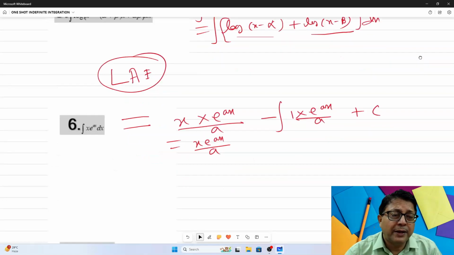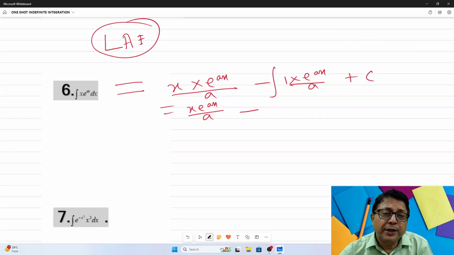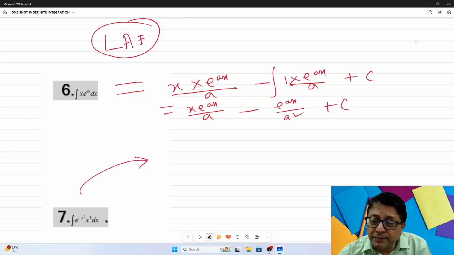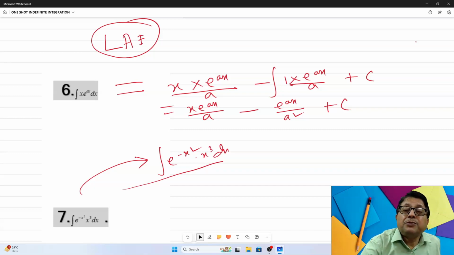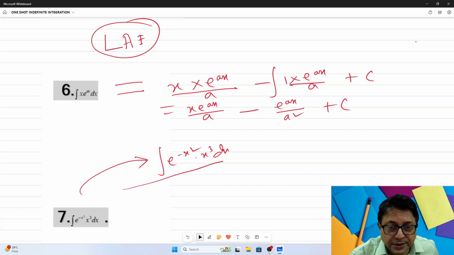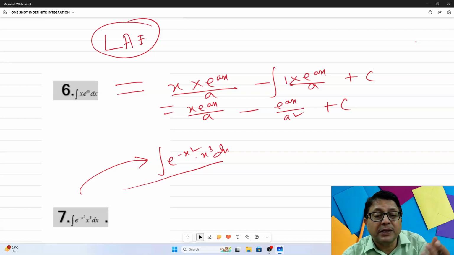This by a, and the integration of e to the power ax dx will be e to the power ax by a, already one a is there, plus c. For this sum, e to the power minus x squared dx, no, x cube is also there, so you need to make a substitution. Substitution will make the sum very easy. You can get it by the previous sum method then.